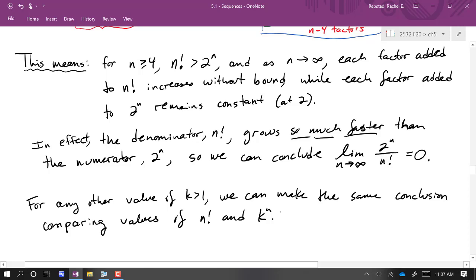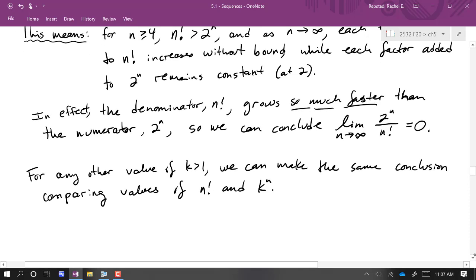Now, if k is bigger, if you're looking at an exponential like 4 to the n or 10 to the n or whatever, it might take a little longer for n factorial to catch up to those values initially. But it will catch up, and once it does, it will grow so much faster. Factorial growth outpaces exponential growth every time. And that means that the limit as n approaches infinity of k to the n over n factorial is equal to 0 for all k greater than 1.